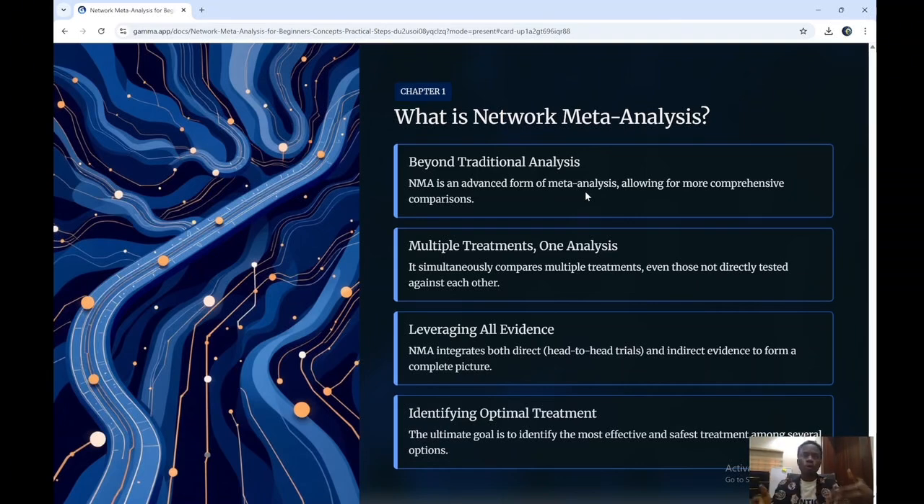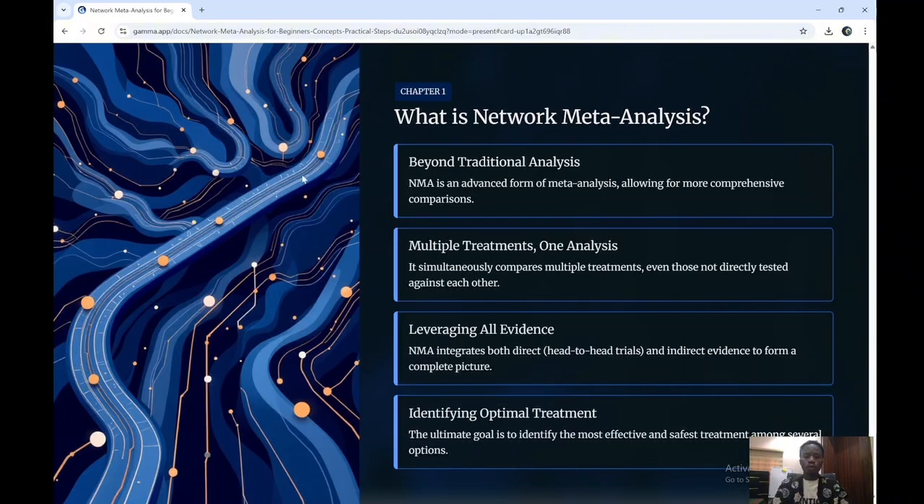Now, when we talk about network meta-analysis, what changed from meta-analysis? One of the things that changed is that we use the word network in it. So it's an advanced form of meta-analysis that allows for more comprehensive comparison. When we say networks, think about it as nodes. You've got node A, node B, node C, node D and E.